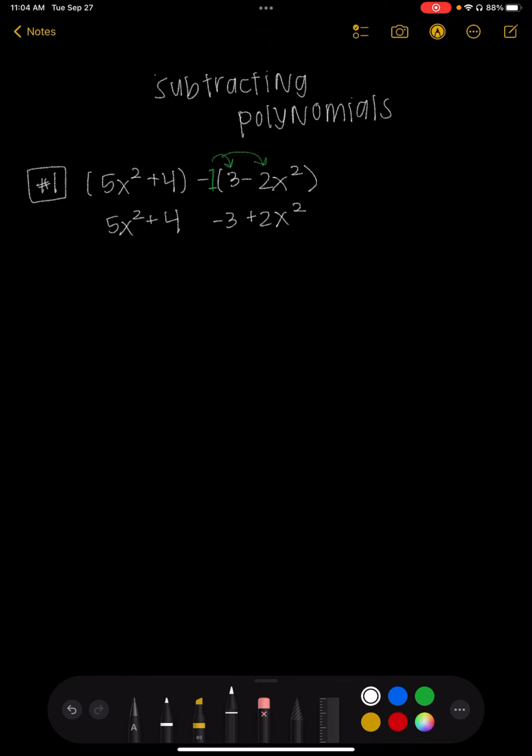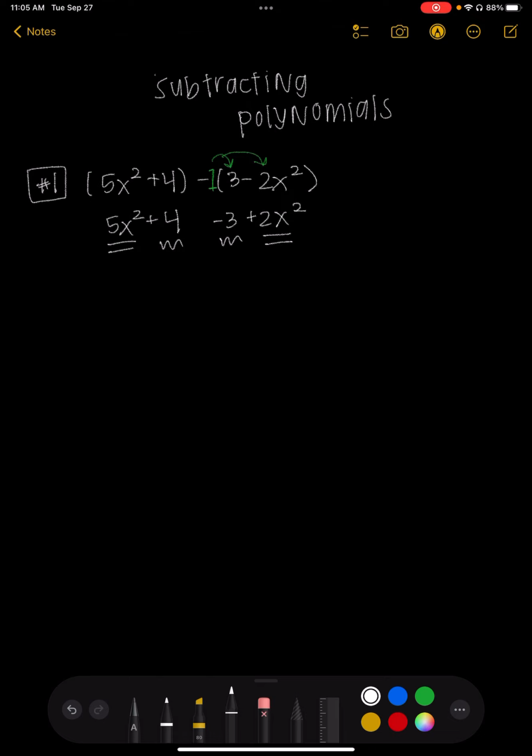From here, now we're going to treat it exactly like how we were treating the adding polynomials, which means that we're just going to underline our like terms and then combine. So we have a 5x squared and a 2x squared, and then we have a 4 and a -3. The 5x squared and 2x squared are like terms because they both have x squareds. The 4 and the -3 are both like terms because they both don't have anything. They don't have any x's or any exponents.